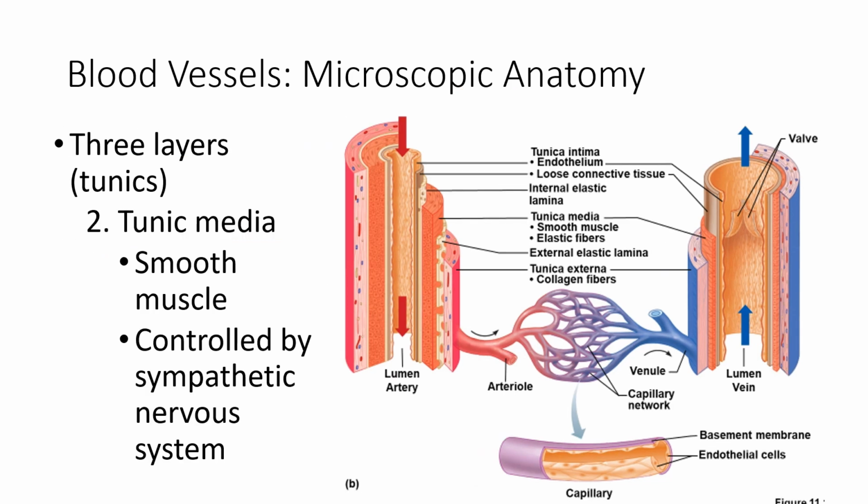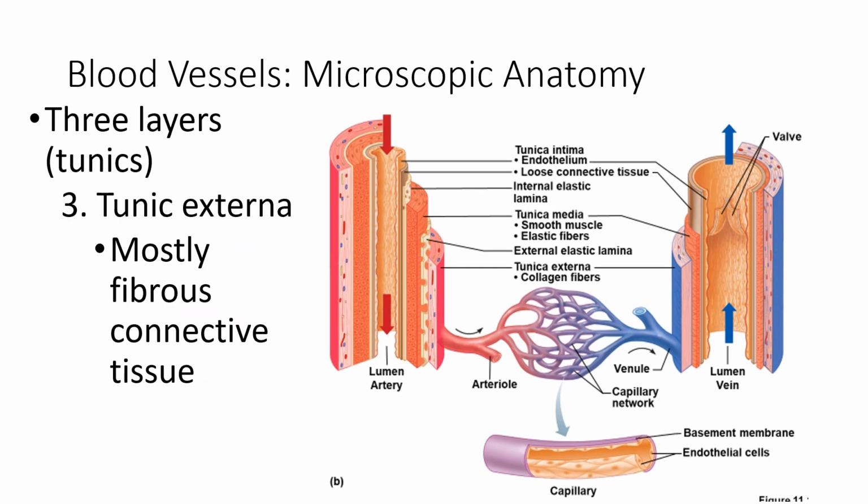Okay, tunica media, made up of smooth muscle. This is important here: the smooth muscle is controlled by the sympathetic nervous system. So this sympathetic nervous system can cause it to contract and dilate. Tunica externa, mostly fibrous connective tissue. It contains a lot of fiber. Okay, so this is the tunica externa.